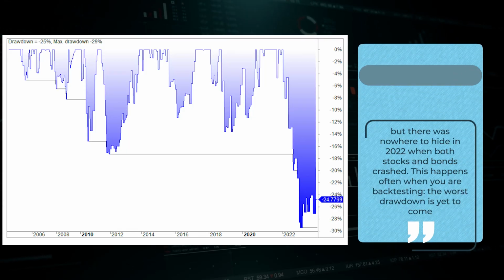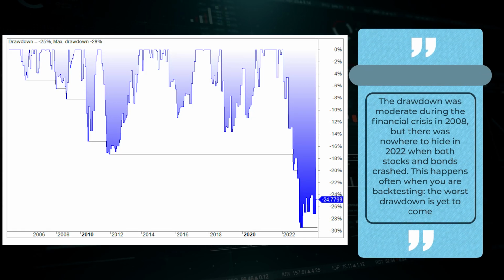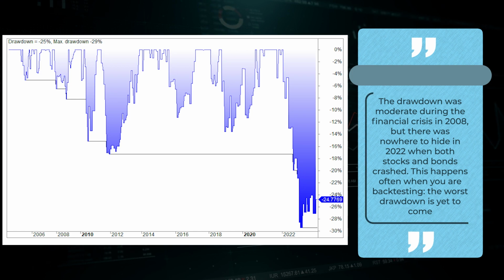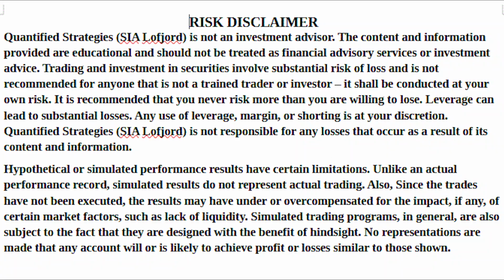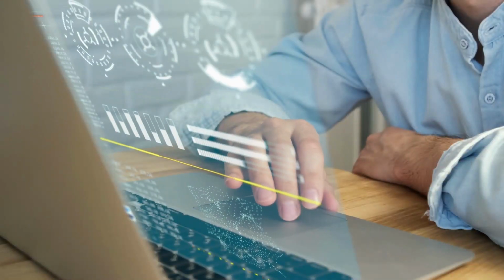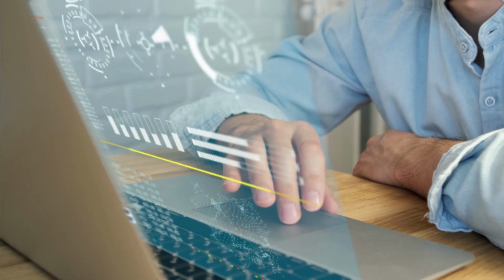The drawdown was moderate during the financial crisis in 2008, but there was nowhere to hide in 2022 when both stocks and bonds crashed. This happens often when you're backtesting. The worst drawdown is yet to come. We've shown you 3 dual momentum trading strategies, but none in this video is investment advice. Always make sure you do your own research that fits your investment goals.